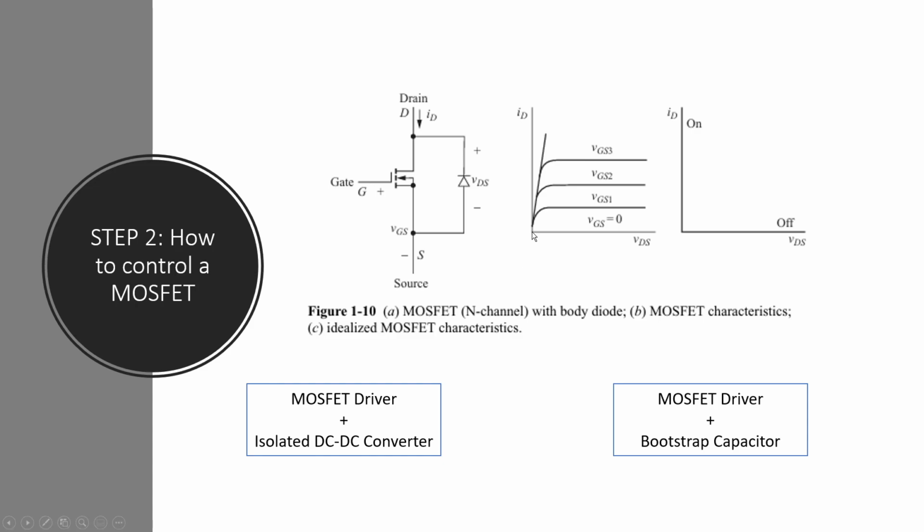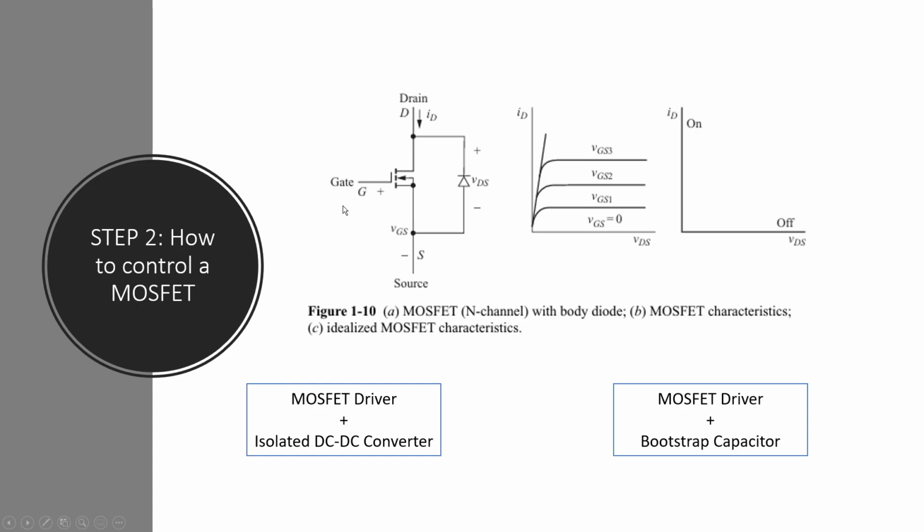But usually, to operate the MOSFET efficiently, we need to give a voltage between 10 and 15 volt to reduce the internal resistance, so it has the minimum internal resistance when turned on. So to control the N-channel MOSFET, we need to give the VGS some voltage, to give the gate some voltage.